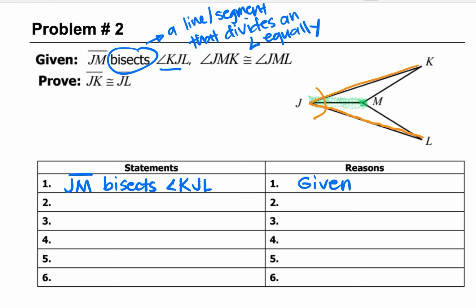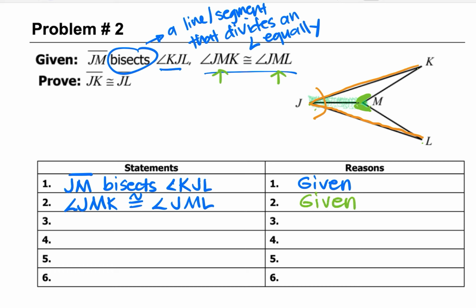So let us write down the second given right here. Angle JMK is congruent to angle JML. So let us trace where this angle is. JMK, that's referring to this angle, is congruent to JML. So we are looking at the middle letters. The middle letter is where the angle is. So this one is also given.